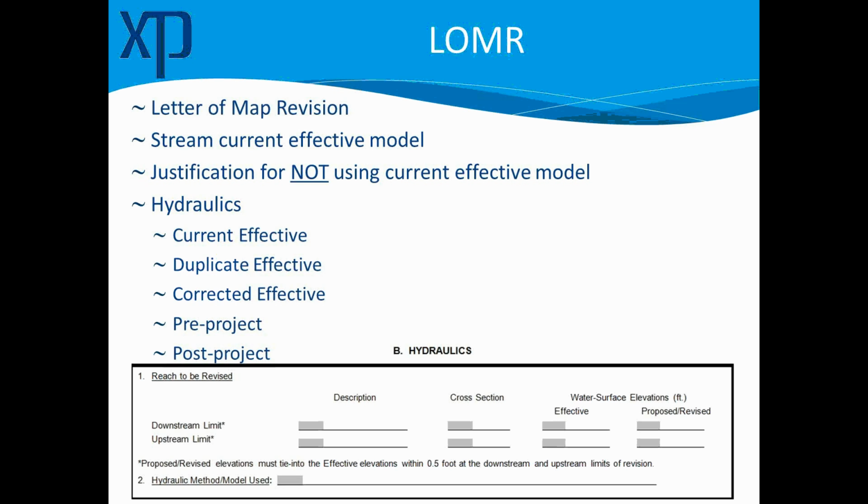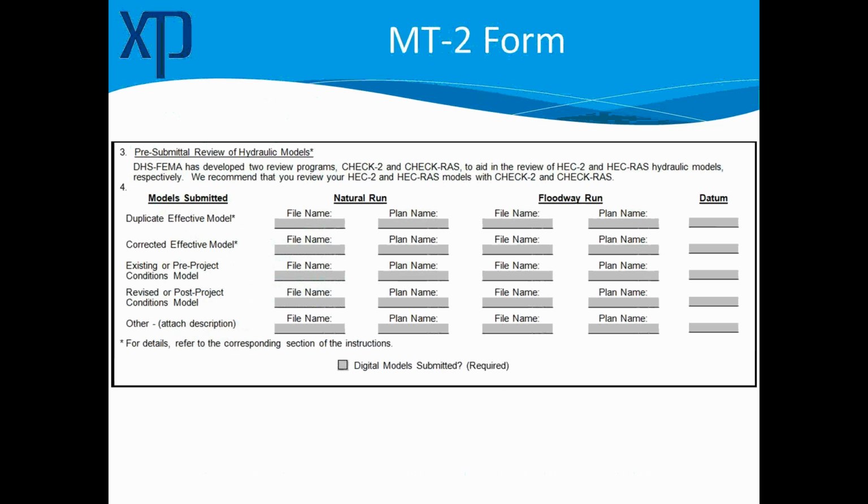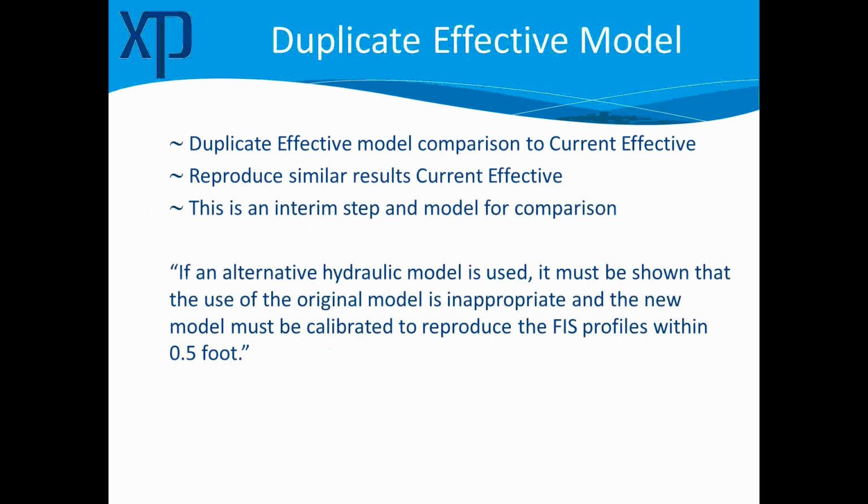So again, just a little blip out of the forms. You see here it asks for duplicate effective, corrected effective, existing, and revised. Natural run, that would be the base flood, 1% annual chance. Floodway run is an encroached version of that. And then there's an option for the datum. So we'll talk about each of these in a little bit more detail.